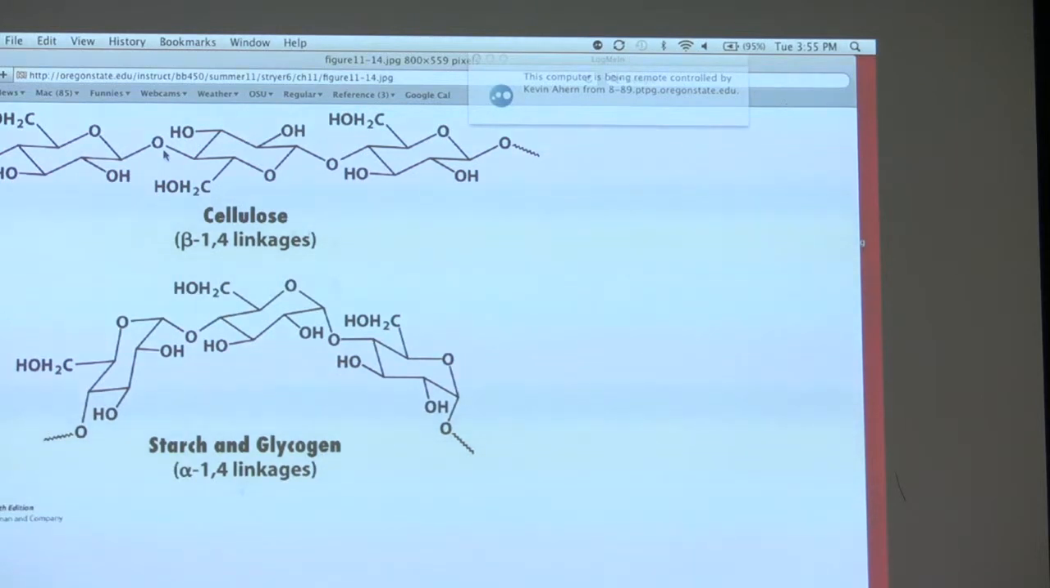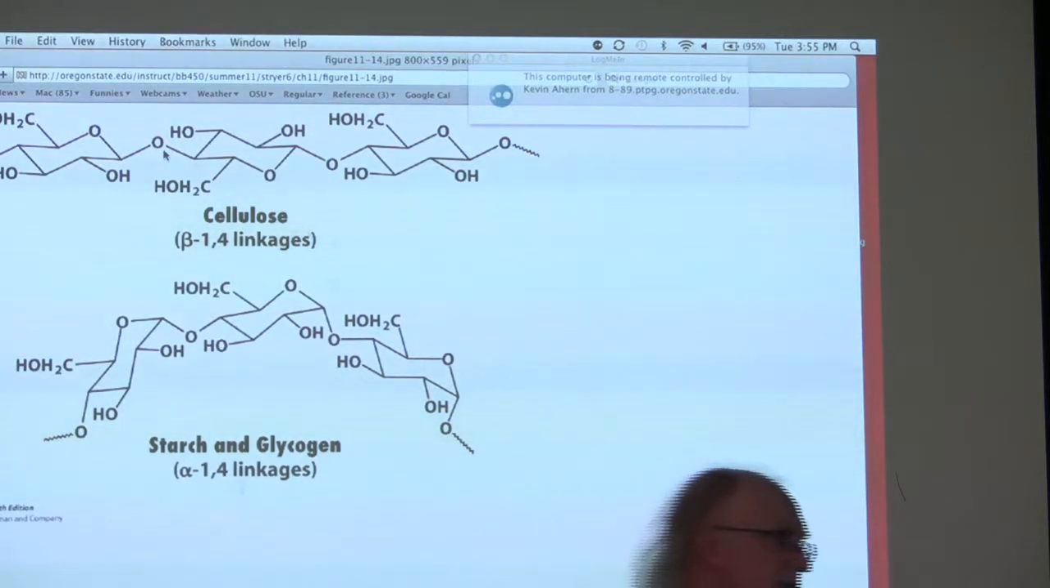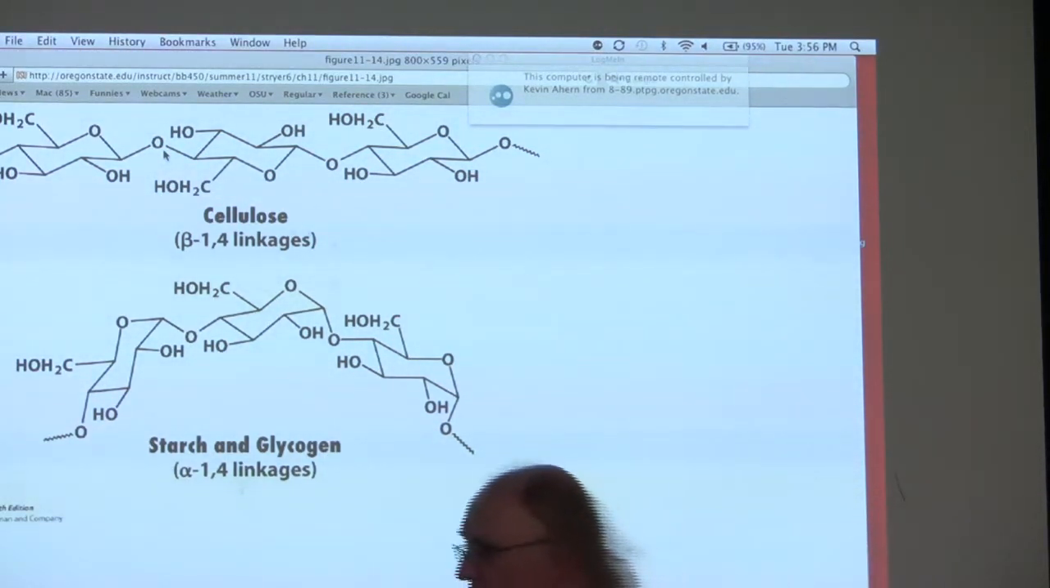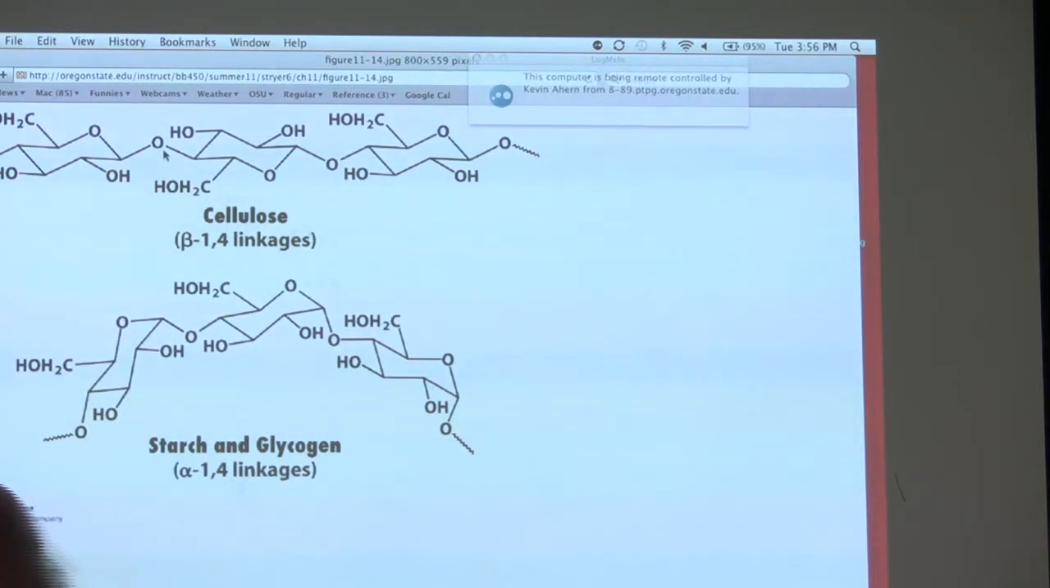that is important because our digestive systems can break down starch. It can break down amylose, which is a component of starch. It can break down glycogen. It can break down all three of those polysaccharides with the alpha 1,4 bonds quite readily. It cannot, however, touch cellulose. So the enzymes that will handle alpha 1,4 bonds will not, underline not, handle beta 1,4 bonds.